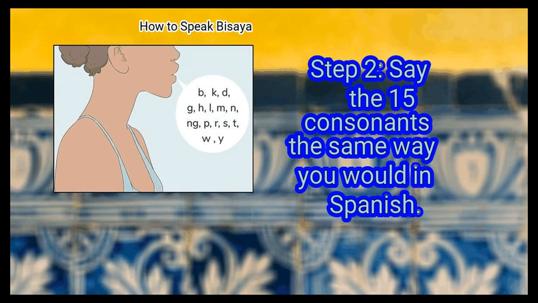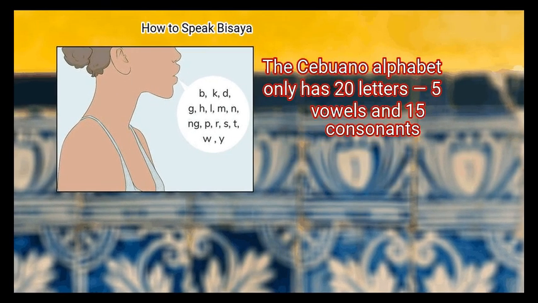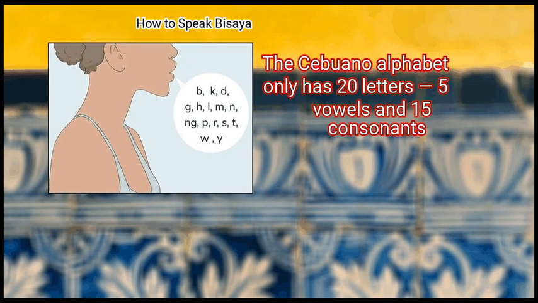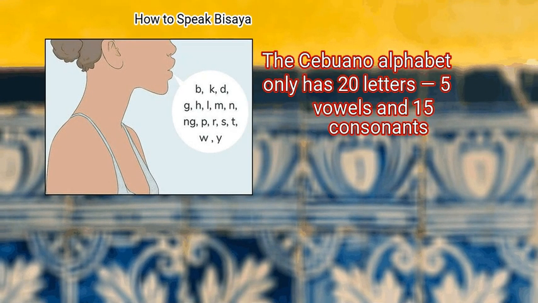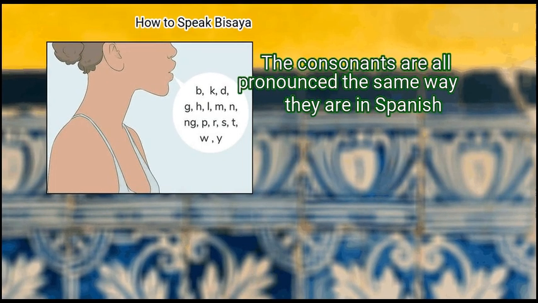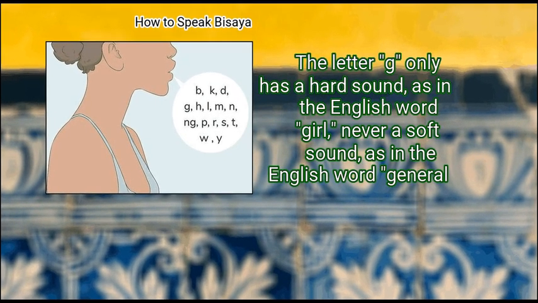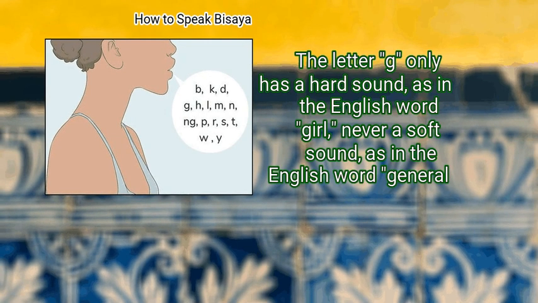Step 2. Say the 15 consonants the same way you would in Spanish. The Cebuano alphabet only has 20 letters, 5 vowels and 15 consonants. The consonants are all pronounced the same way they are in Spanish. The letter G only has a hard sound, as in the English word girl, never a soft sound as in the English word general.